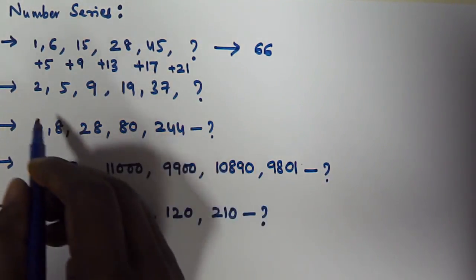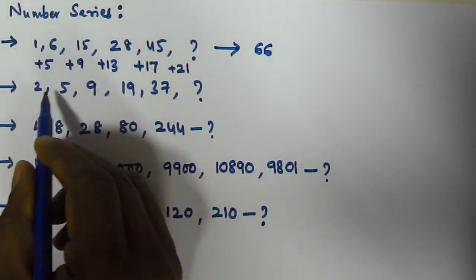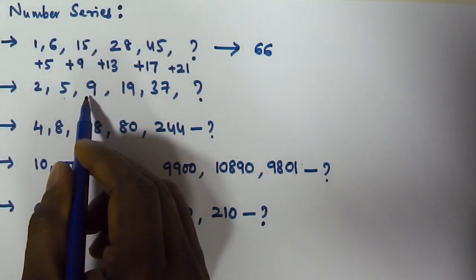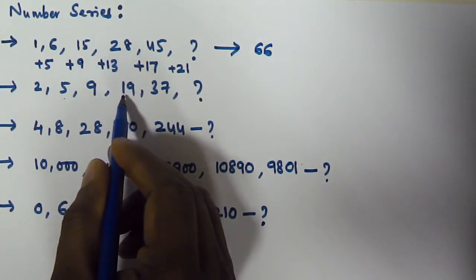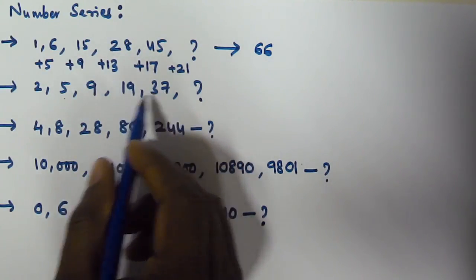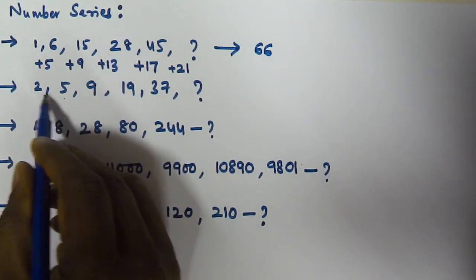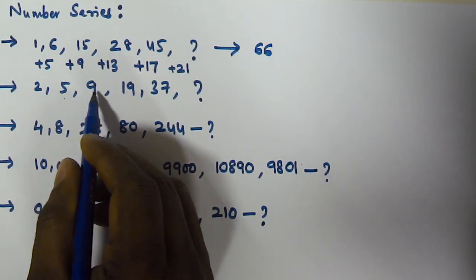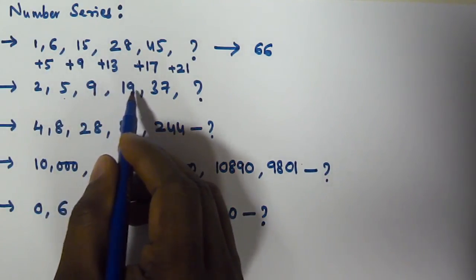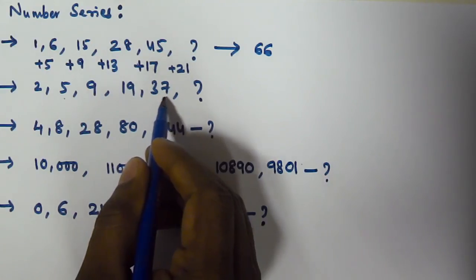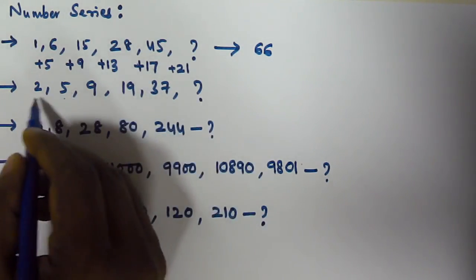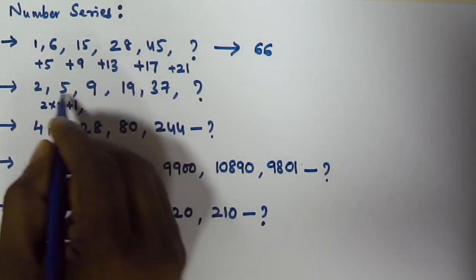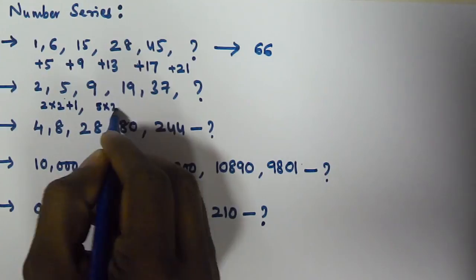Okay, and the next one we will see here. The numbers are 2, 5, 9, 19, 37. If you observe this one, it is like 2 into 2 plus 1, and 5 into 2 minus 1, and 9 into 2 plus 1, and 19 into 2 minus 1. So we get 5 from the previous number, 2 into 2 plus 1. Then the next we get 5 into 2 minus 1.